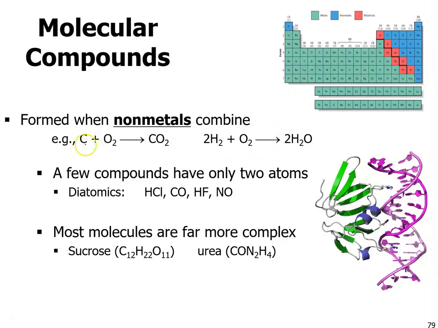So you can see here, carbon and oxygen make CO2, hydrogen and oxygen can make water. We have a few compounds that are only 2 atoms: HCl, carbon monoxide, HF, NO. So some of those things are just pretty simple. But we have a lot of really complex molecules: DNA, RNA, sugar molecules, different types of amino acids and peptides. All of these things are made with these molecular compounds and non-metals.